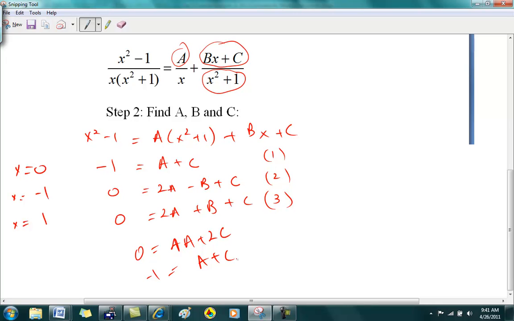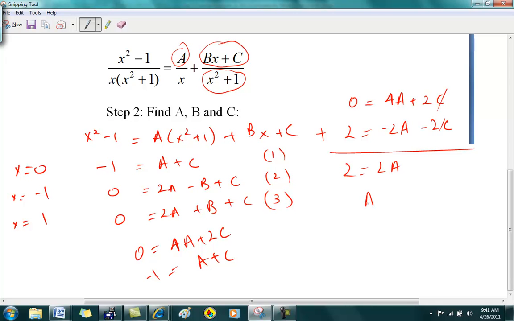I can solve these two by multiplying this by negative 2. So the two equations that I will have are 0 equals 4a plus 2c. Multiply this equation by negative 2, I get 2 equals negative 2a minus 2c. If I add the equations now, I get 2 equals 2a. C disappears, so a is equal to 1. If a is equal to 1, then c is equal to negative 2 from this equation here.